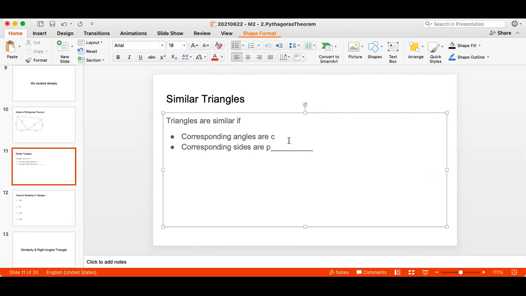Thank you, Khadija. Correct answer is congruent. Ankit, circumference is related to circle. It has got nothing to do with triangles. Khadija, correct answer. Prachi, correct answer.